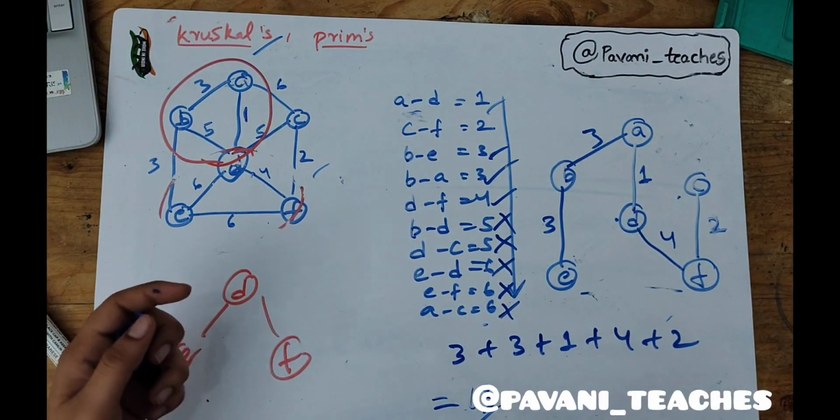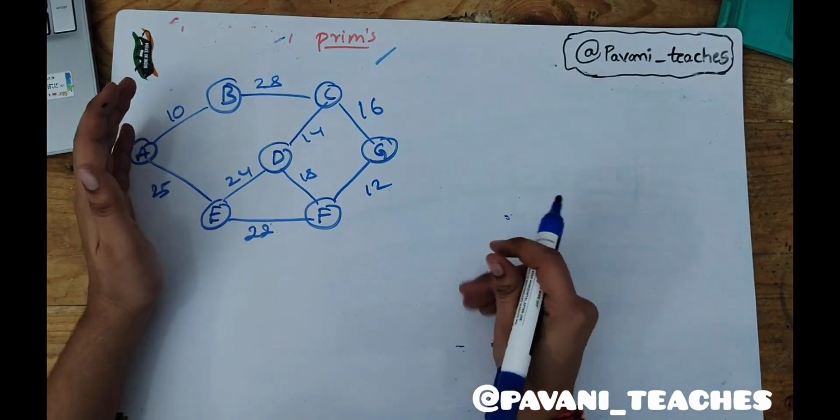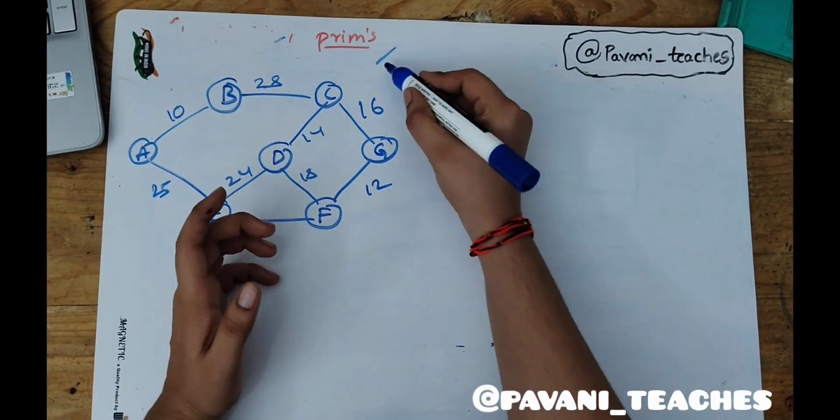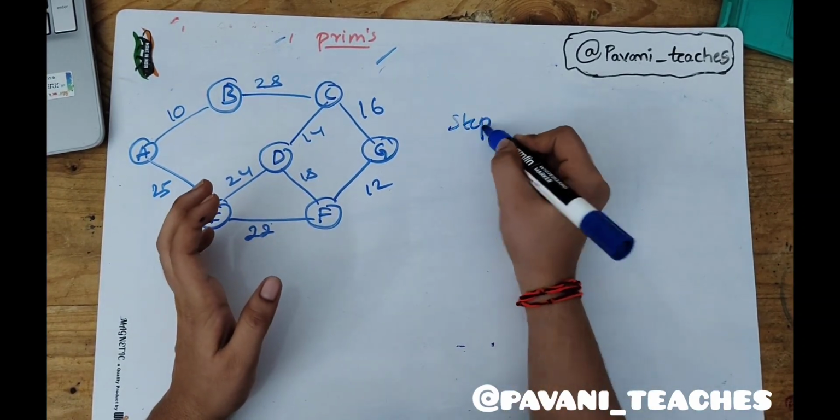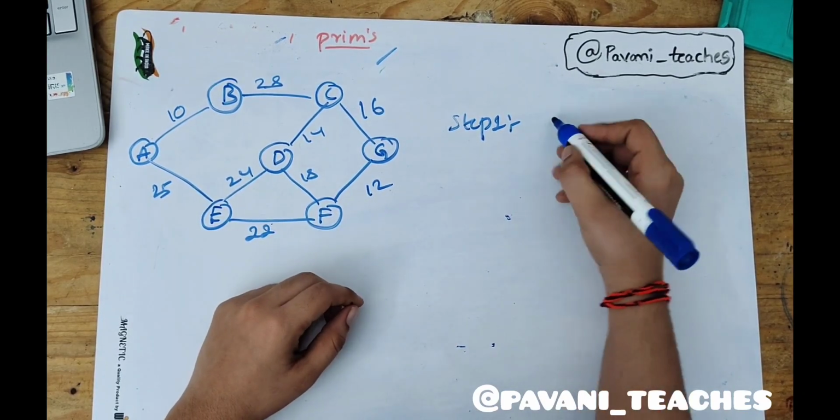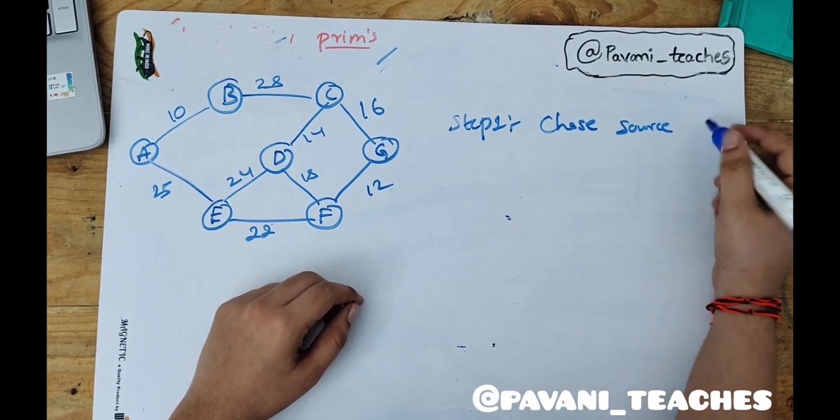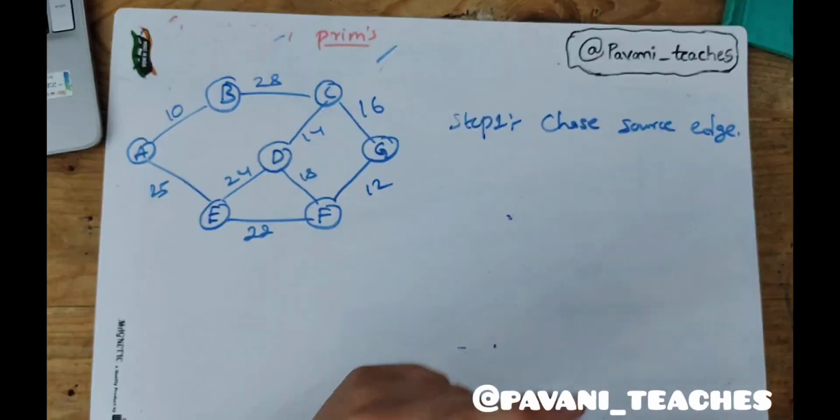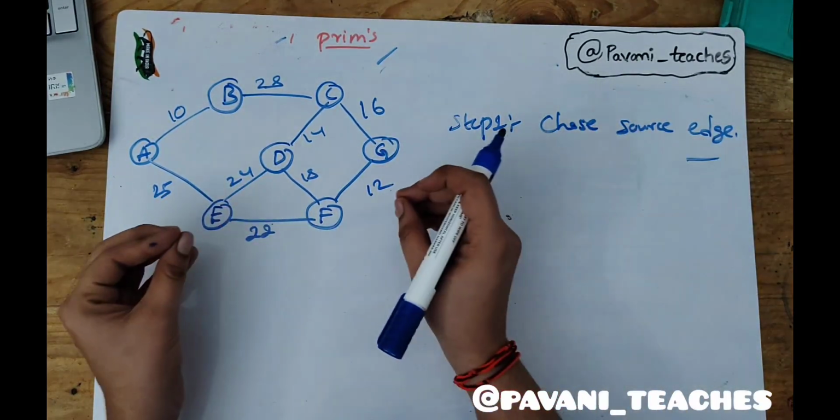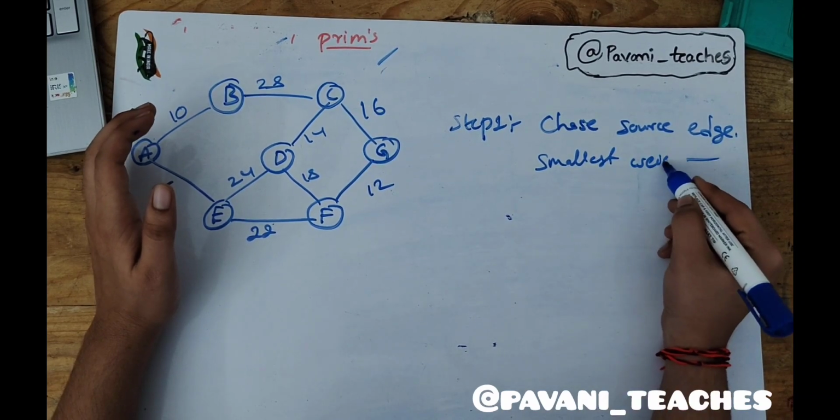Now I'll explain Prim's. Here is the example that I am taking to explain Prim's algorithm. First I'll tell what are the steps you have to follow while solving these. Step 1: you have to choose a source node or edge. I'll say source edge, and this edge should be the smallest weighted edge of the given graph.